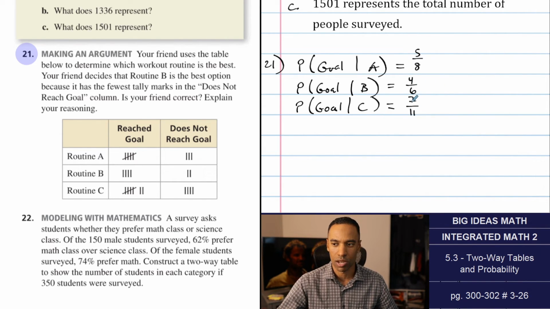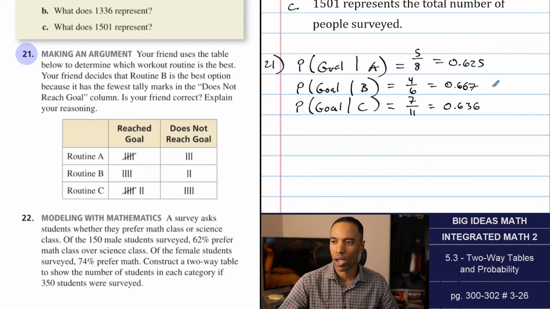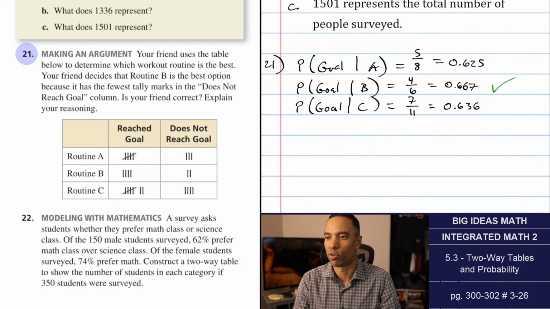I think I could tell you these numbers. This one I might have trouble with. Wait, was this the 0.636? 0.636 for this. This is 0.667. And this is 0.625. B still wins, but it's for a different reason.